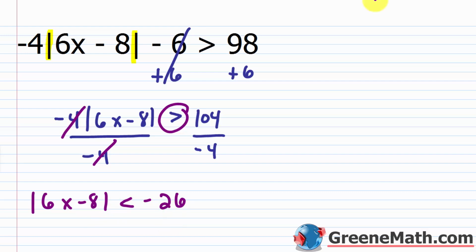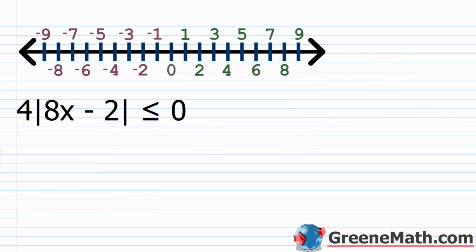So it doesn't matter what I plug in here for x. Whatever this result here is inside the absolute value bars, once I take the absolute value, it's going to be 0 or positive. So it can never, ever, ever be less than negative 26. So there's no solution here. No solution. Okay? And again, you can put that symbol for the null or empty set. All right, let's take a look at one more.